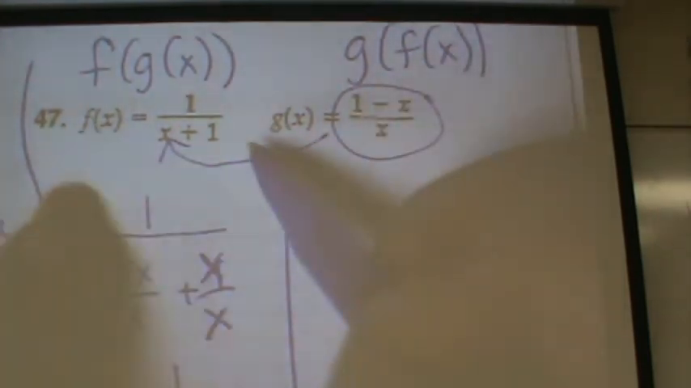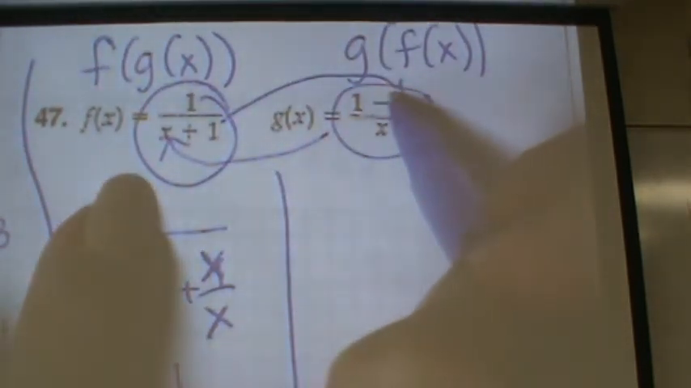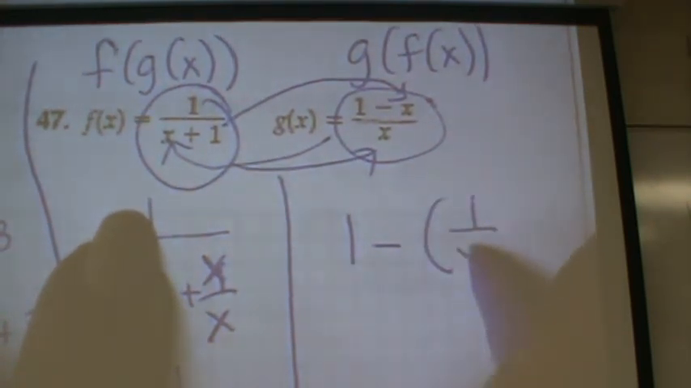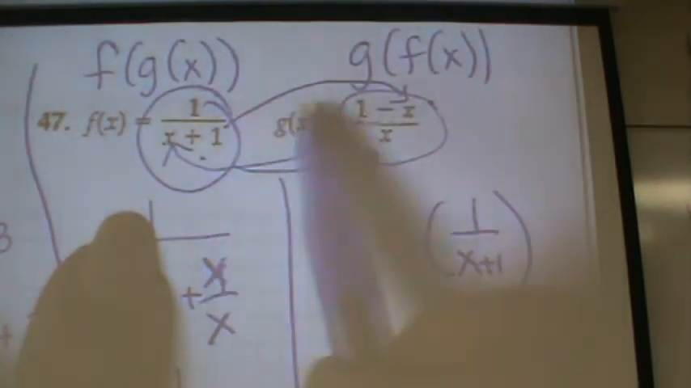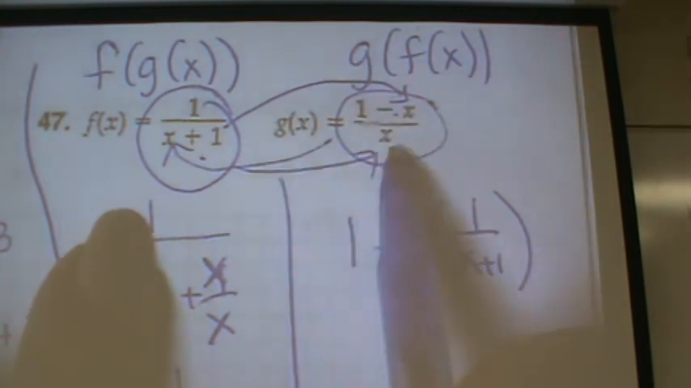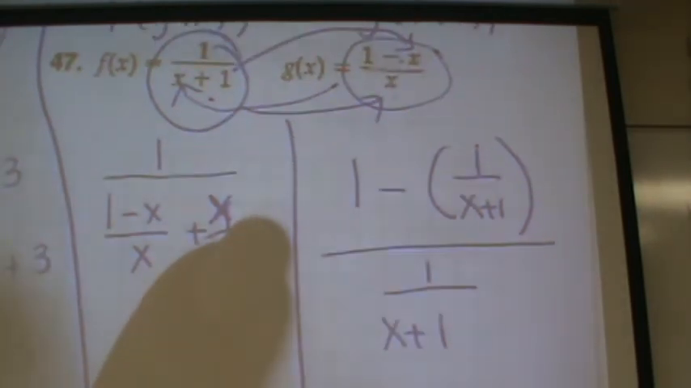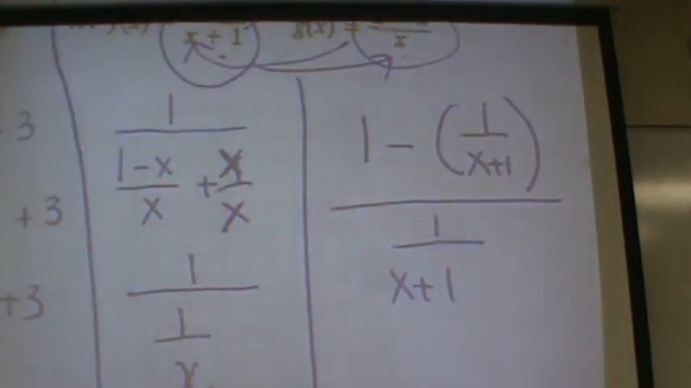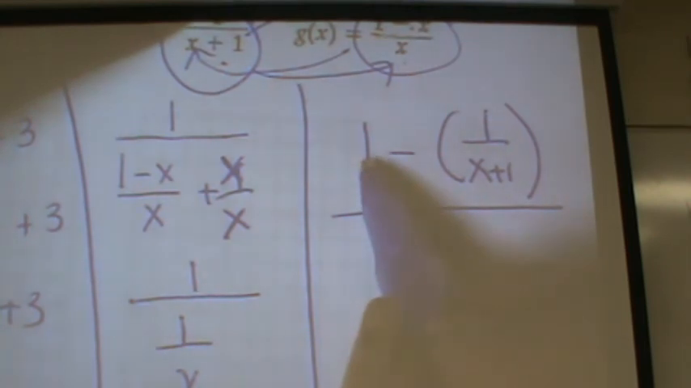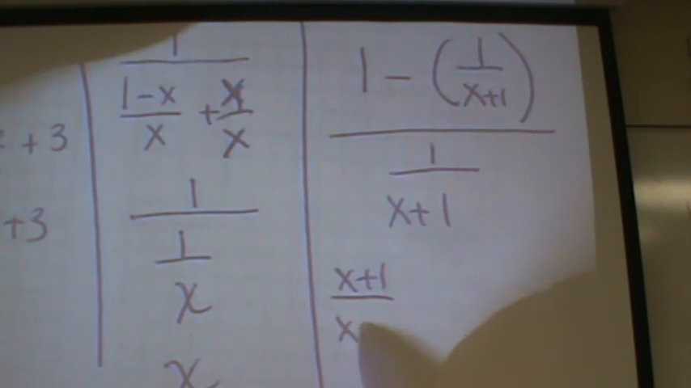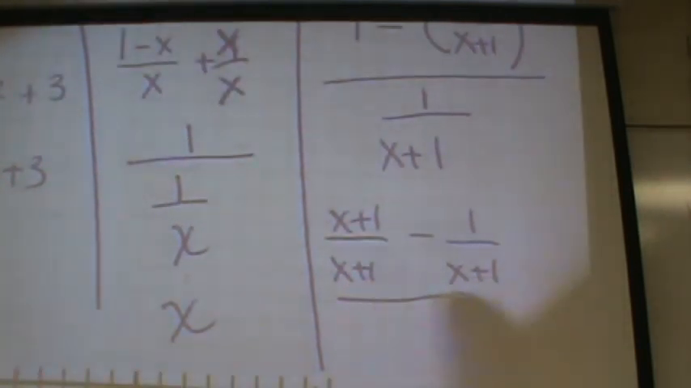And then this one, you've got to plug it in here and in here. So 1 minus 1 over x plus 1. That's moving this right there. And then put it over that same thing. So what you have to do here is get a common denominator. Right here, I would turn this into x plus 1 over x plus 1, minus 1 over x plus 1, over 1 over x plus 1.